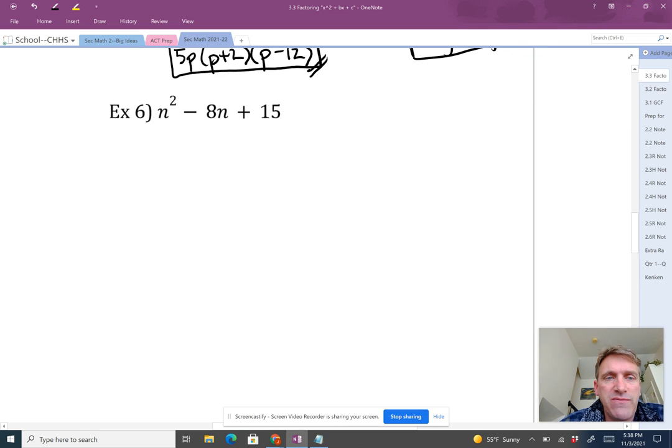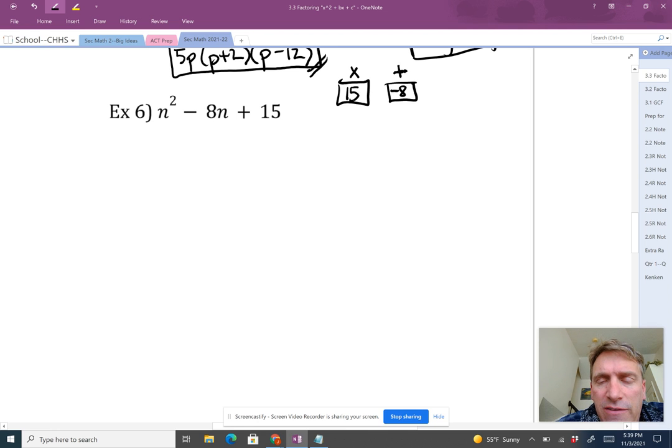n squared minus 8n plus 15. No common factors. They don't all have n's, and 8 and 15 don't share any common factors. And even if they did, n squared doesn't have anything in front of it. So no greatest common factor. Then I look at 15. Remember, we're multiplying to 15, and we're going to add to negative 8. This is a little different scenario. 15 is positive, but our b value is negative 8.